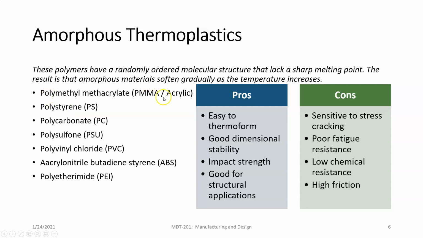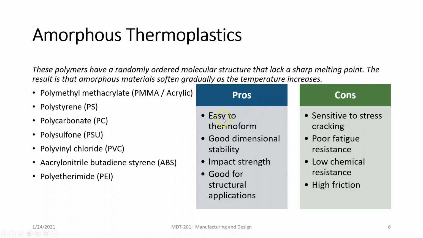Okay. Here are some examples. Now here are the names. PMMA is polymethyl methacrylate, also known as acrylic. Polystyrene, polycarbonate, polysulfone, polyvinyl chloride. ABS is another very common one that everyone knows as ABS, but the actual name is acrylonitrile butadiene styrene. Boy, that's a mouthful. And then PEI is polyetherimide. Again, I'm not so good at pronouncing these, I guess because I'm not a chemical engineer or a plastics engineer.